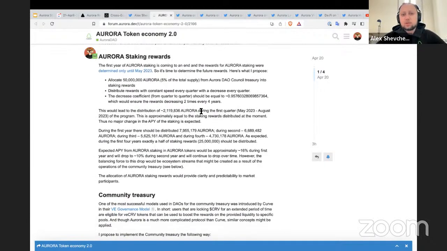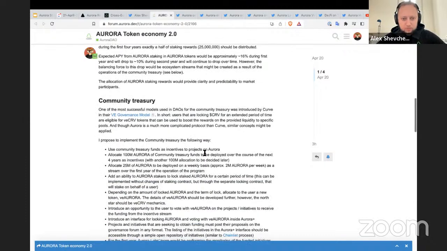Aurora's staking rewards are coming to an end because they were planned only for 1 year and they were introduced in May 2022. So there is a need to give clarity to the market participants on how these staking rewards are going to work onwards. So there is a simple Bitcoin-style exponentially decreasing model that is proposed here.